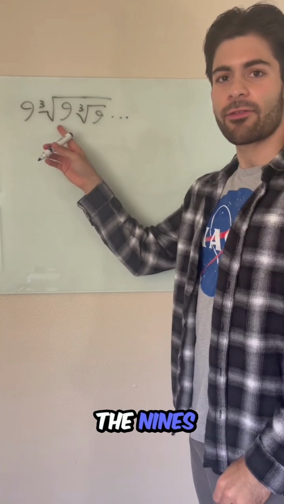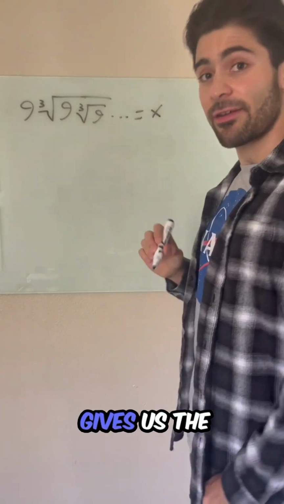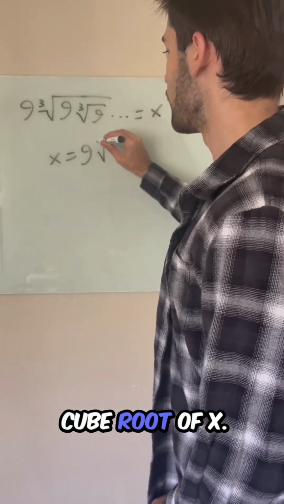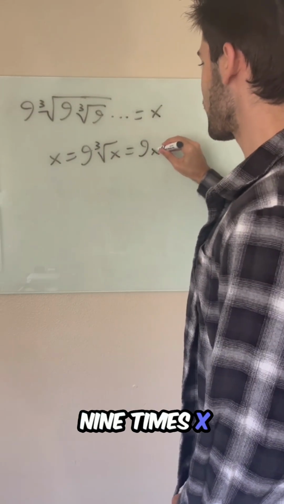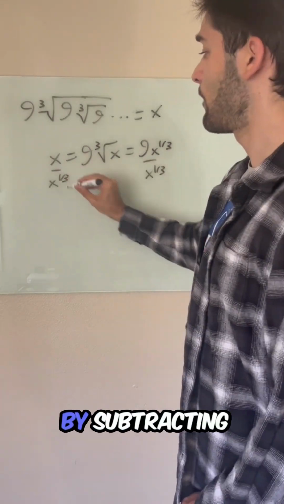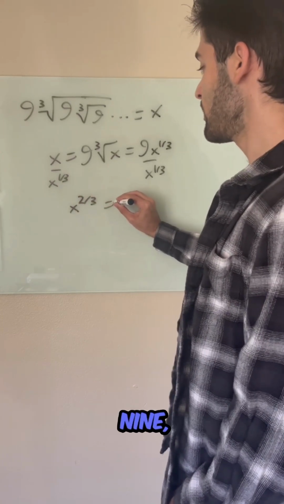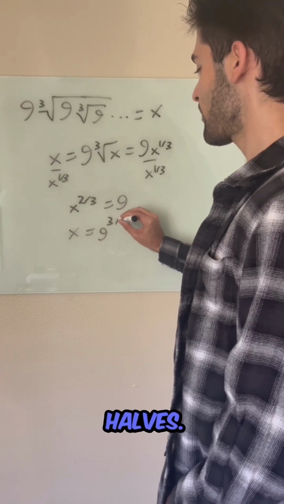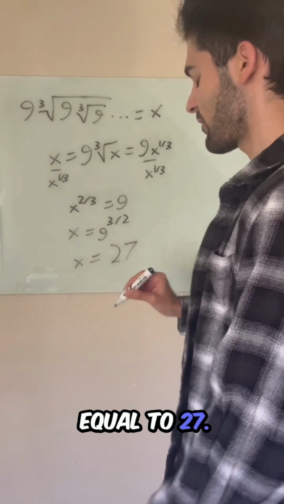Lastly, we got the 9s repeating in the cube roots. We can again set this equal to x, which gives us the equation x equals 9 times the cube root of x. This is the same thing as 9 times x to the 1/3. So if I divide both sides, by subtracting powers, we get x to the 2/3 equals 9, which means that x equals 9 to the 3/2. In other words, x is lastly equal to 27.